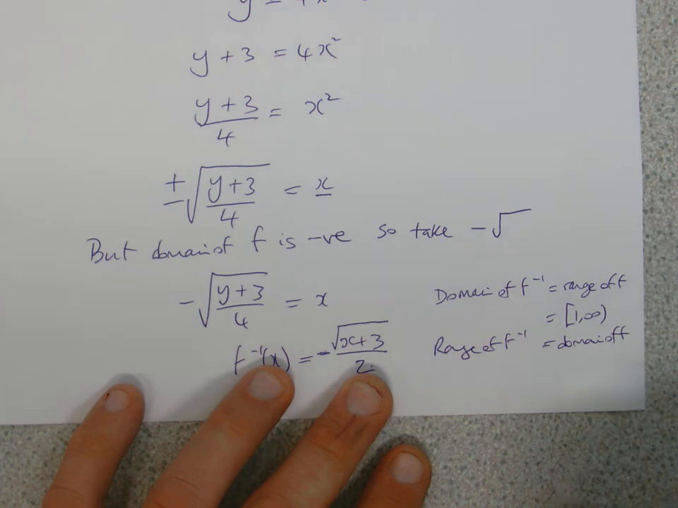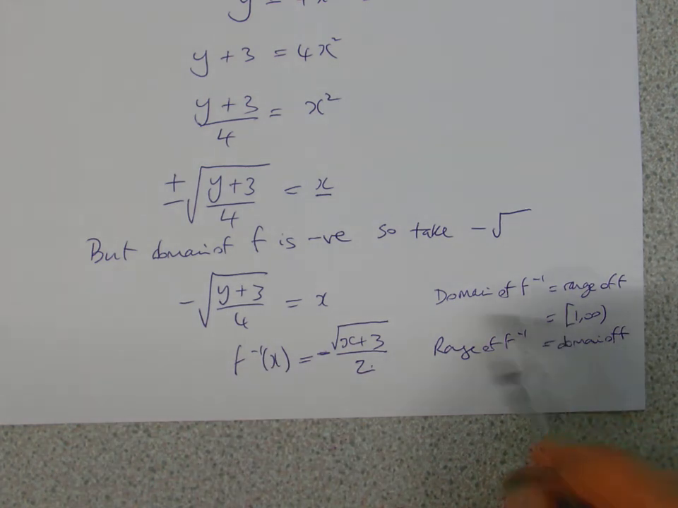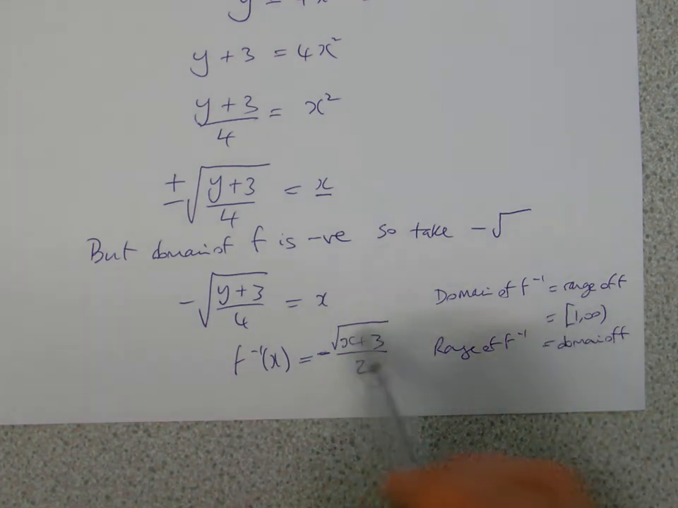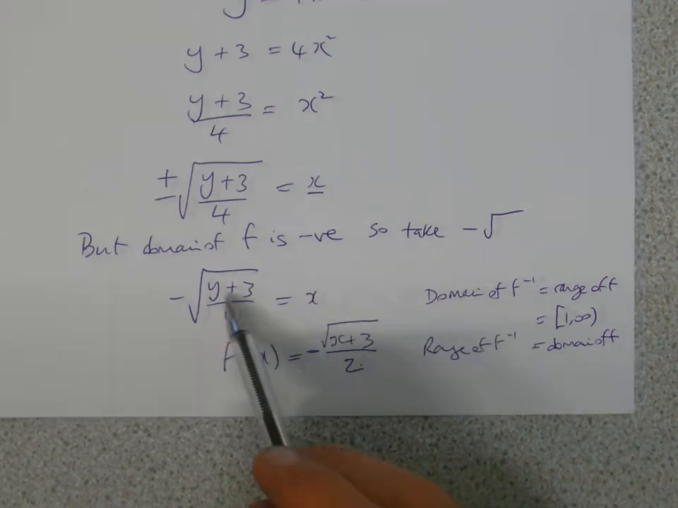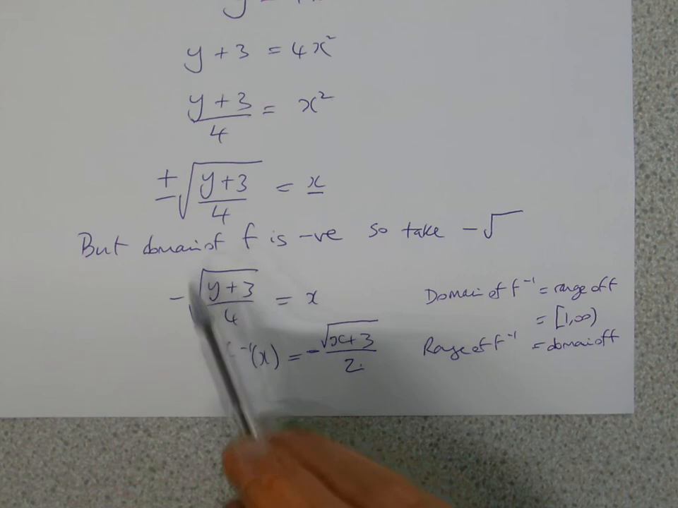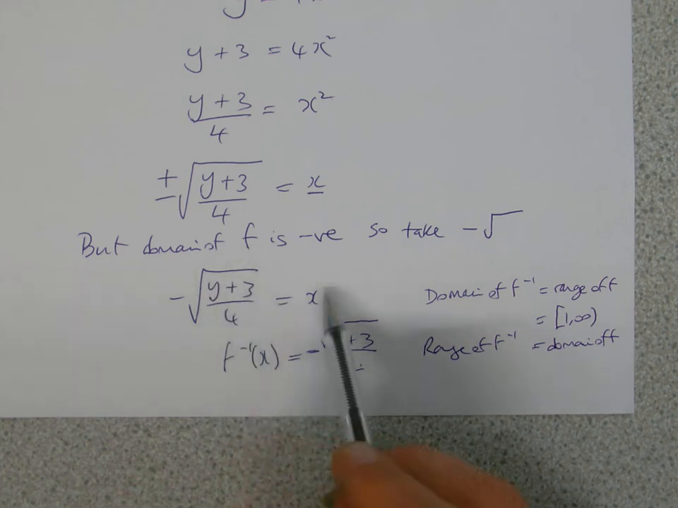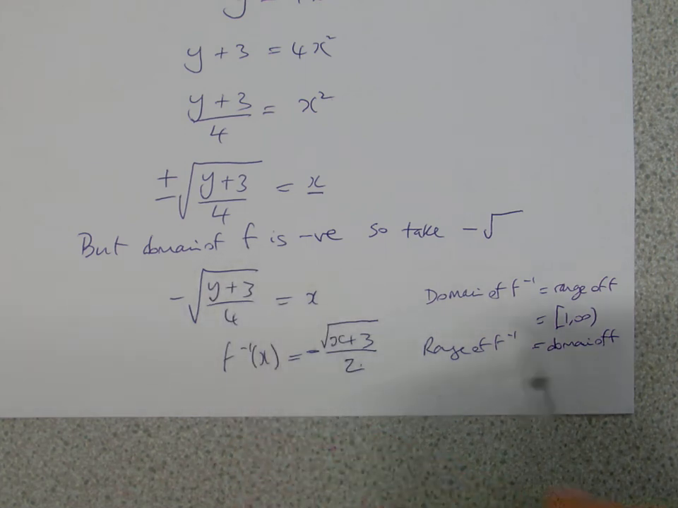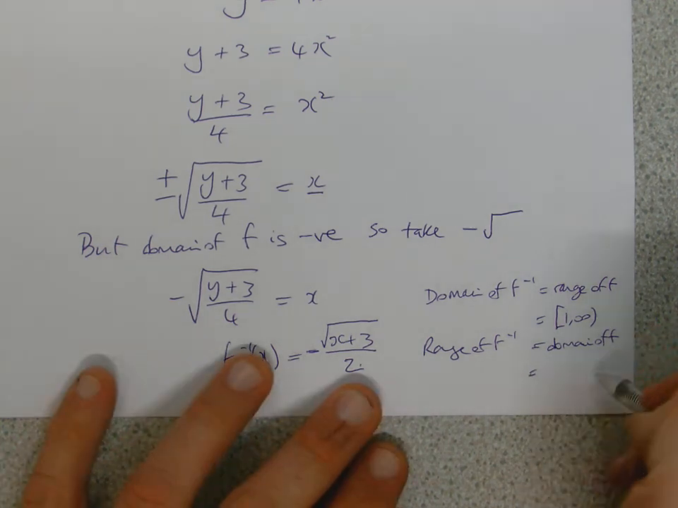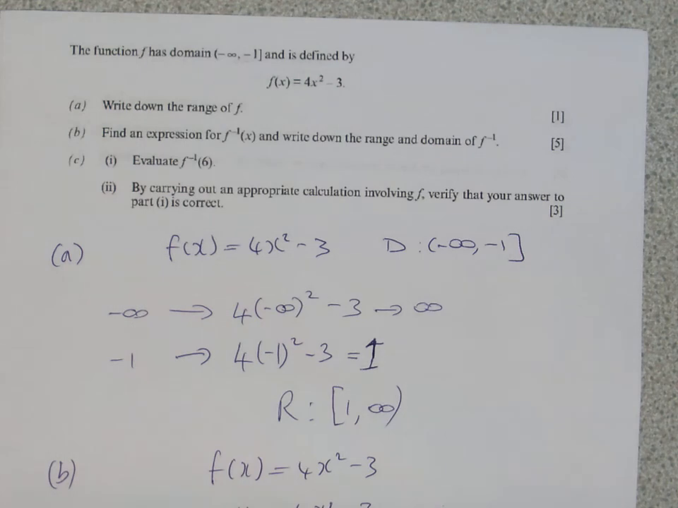Okay, it always is, always will be, always sort of opposite, because the outputs you get from this will give you the domain of f. If we go back to this here, it's more clear right here. What you get from this will give you the x values. So the range of f to the minus 1 will take you back to the x values. So it's equal to the domain of f, which was minus infinity to minus 1, which we had in the question at the top there, as we can see up there.